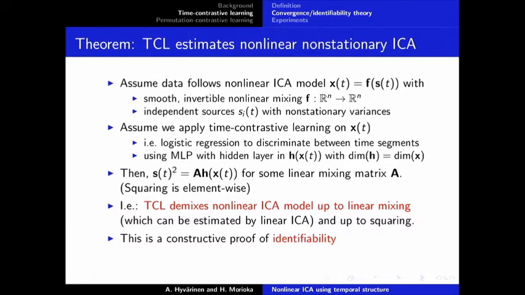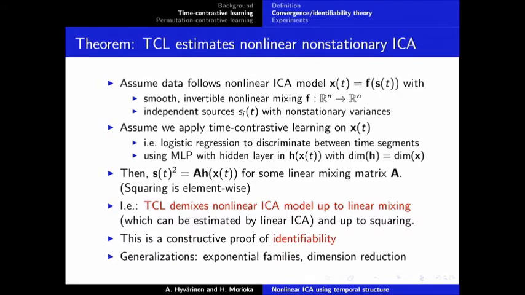But this linear mixing can usually be estimated by linear ICA. So we are only actually left with the squaring. In the paper we describe some special cases where even the squaring might actually be resolved, but hopefully in many applications it is actually not quite necessary to resolve it. So what we then have is a constructive proof of identifiability of the model, at least up to this squaring. Okay, yes, well, this was the basic case.